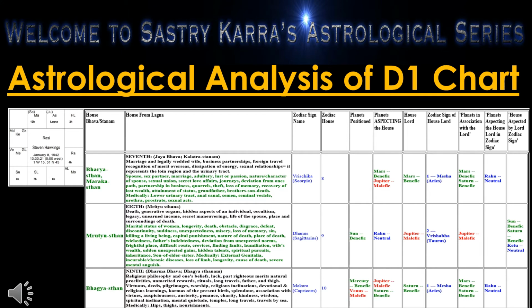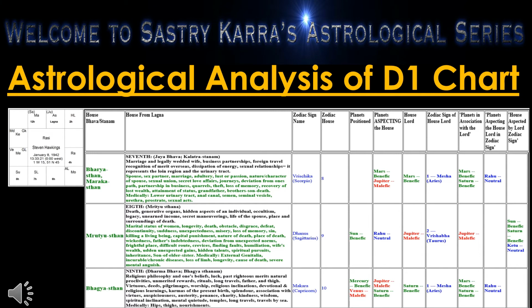So this is how the 7th house got spoiled. That means this particular native is going to have some sort of issues pertaining to the lower part of his or her body, and there are some issues for loss of memory, recovery of lost wealth, attainment of status, and all other things.